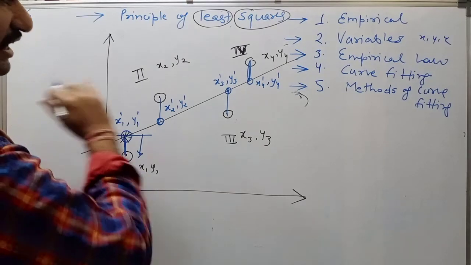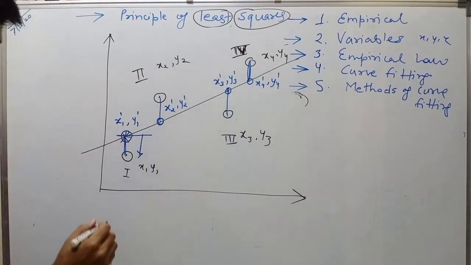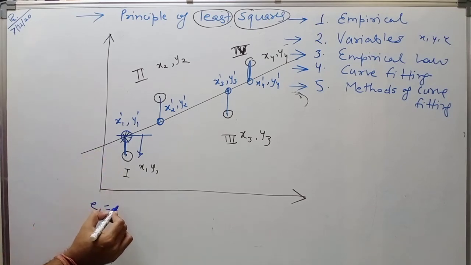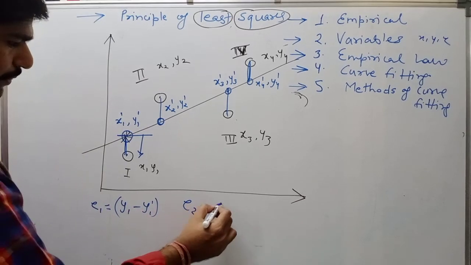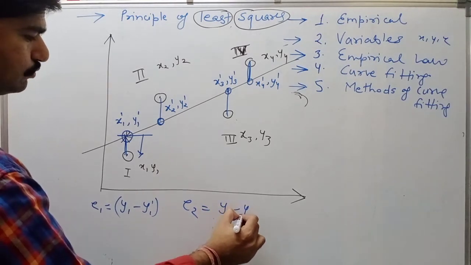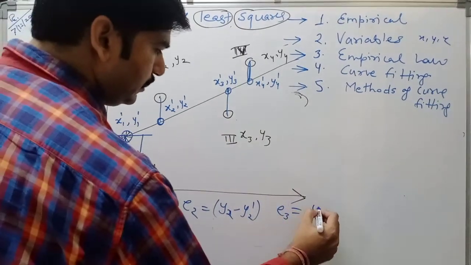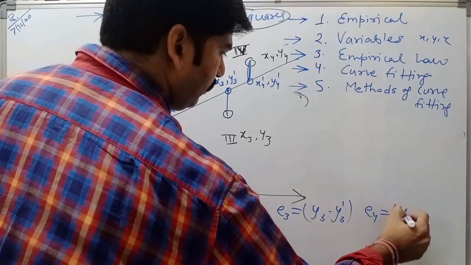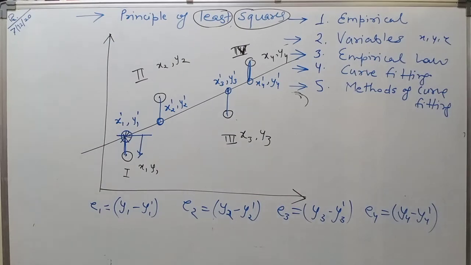There may be a number of lines, one line above it, one line below it. But if you try to find out the error, E1 will be, for example, y1 minus y1 dash. E2 will be y2 minus y2 dash. E3, the error in the third, will be y3 minus y3 dash. And E4 will be y4 minus y4 dash. So these are the different errors.